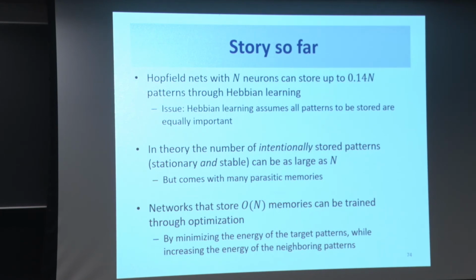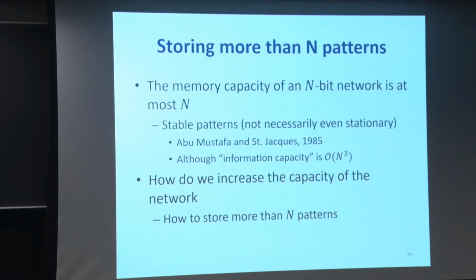This whole thing was an optimization algorithm, right? By minimizing the energy of the target patterns while increasing the energy of the neighboring patterns. Everybody with me so far? What we've shown here is that the memory capacity of an n-bit network is at most n. You can try to store more than n patterns, but there are no guarantees. The only thing I can guarantee is that if you try to store up to n patterns, it is possible for me to find a weights matrix which will remember those n patterns, right?